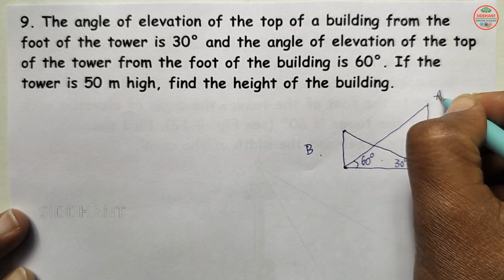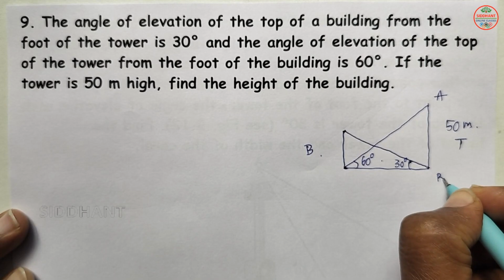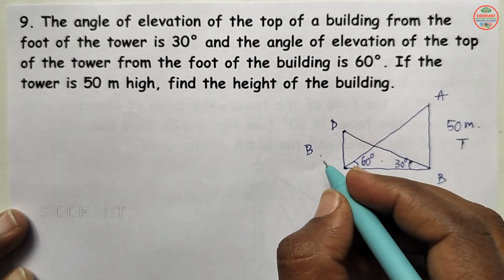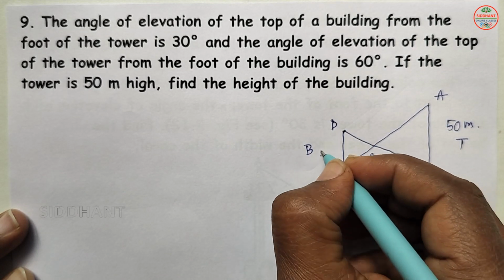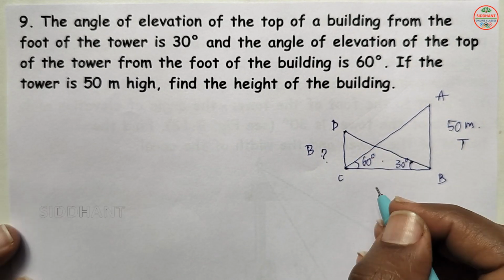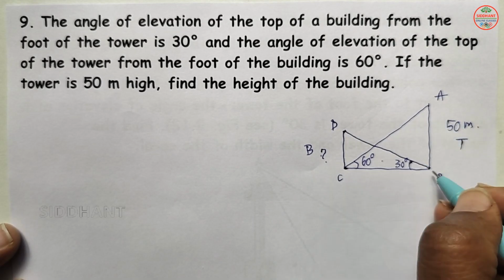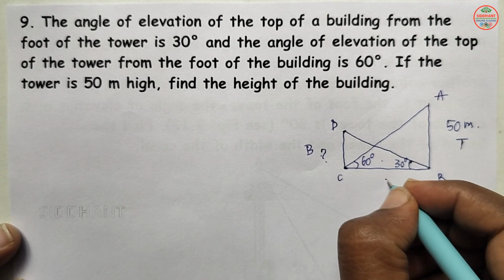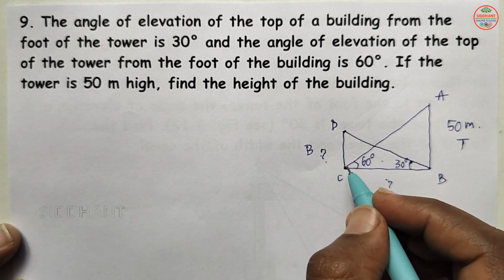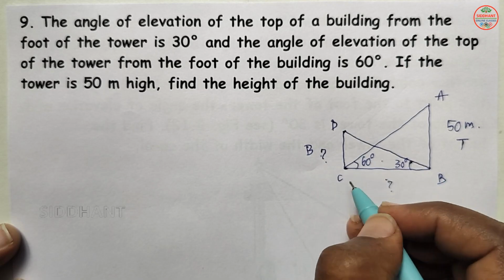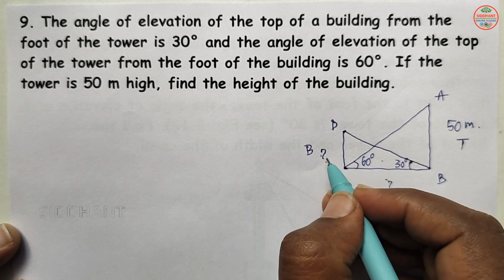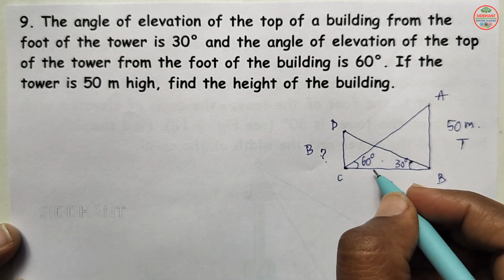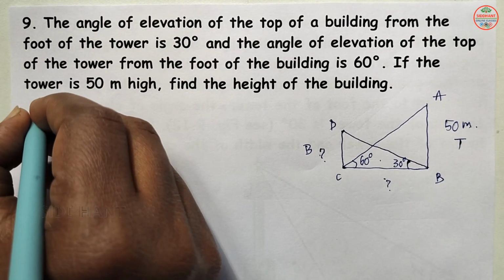Let it be A here, B here, C and D here. We are going to find the height of the building. First, in triangle ABC we are going to find BC. After that, with the help of BC in triangle BDC, we are going to find the height of the building. So first we take triangle ABC.